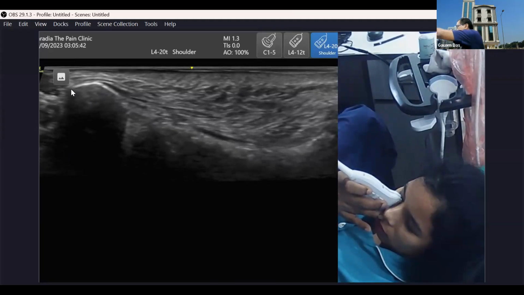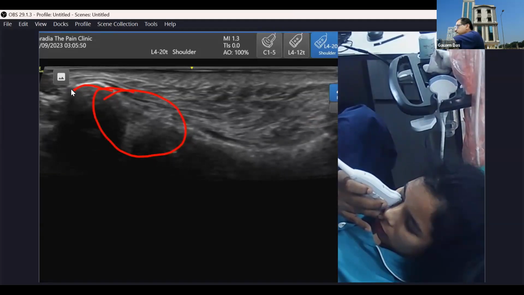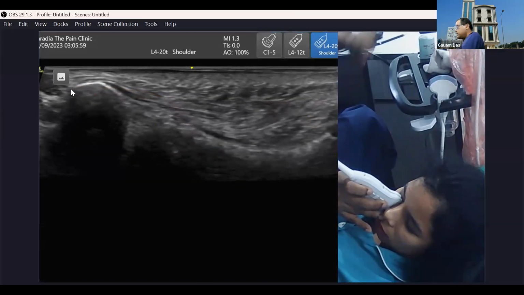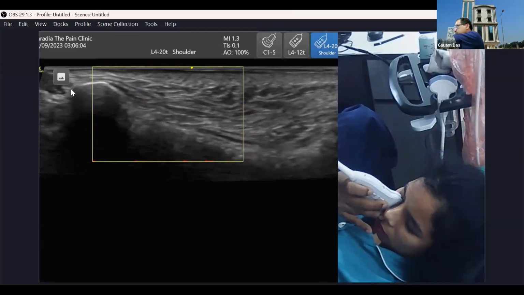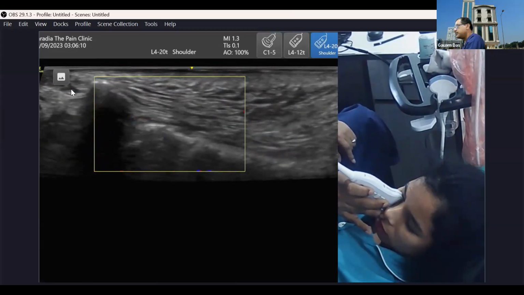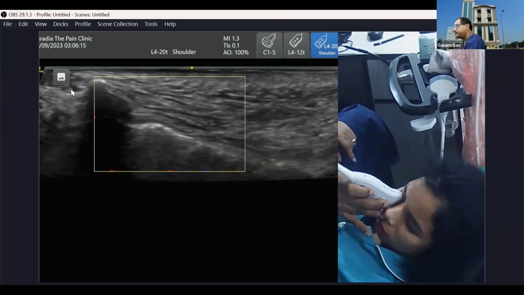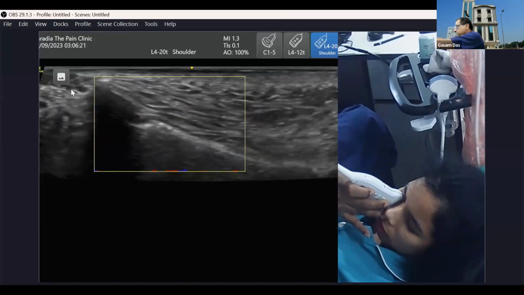Let me draw. This is the base of the orbit. This is the break, where you can see the pulsations. I'll just put the color. This is the area where you have to search. You see now the very nice pulsation. That is the area, and you can see this is the foramen. You can see the foramen also very nicely.